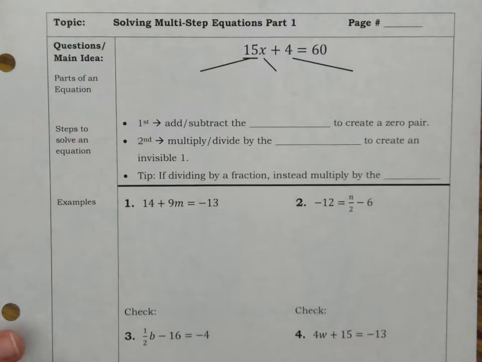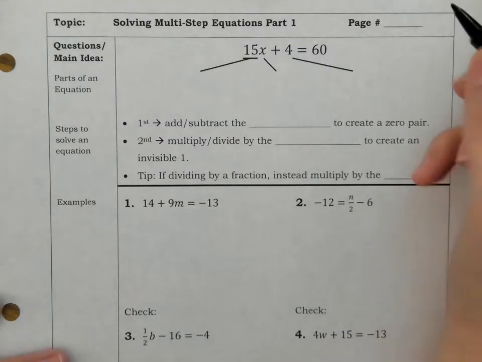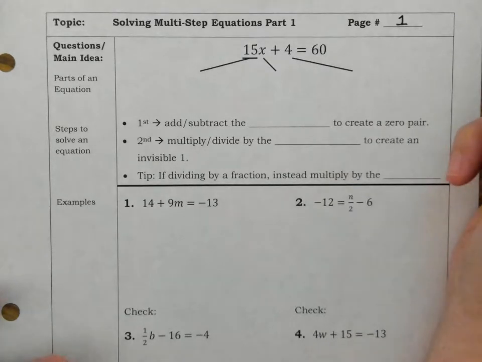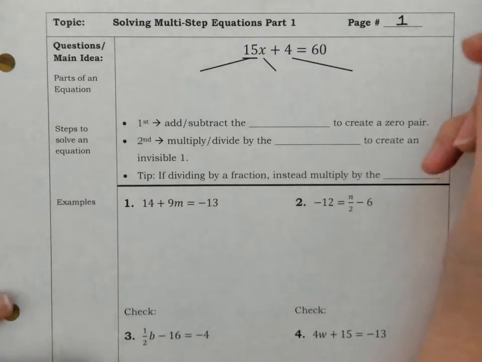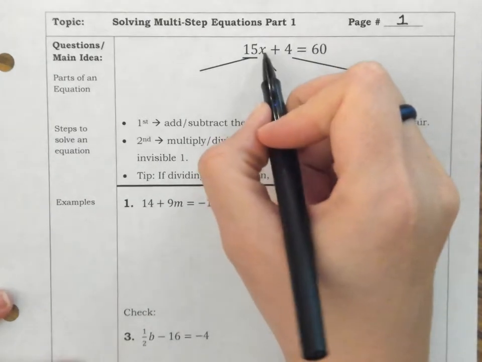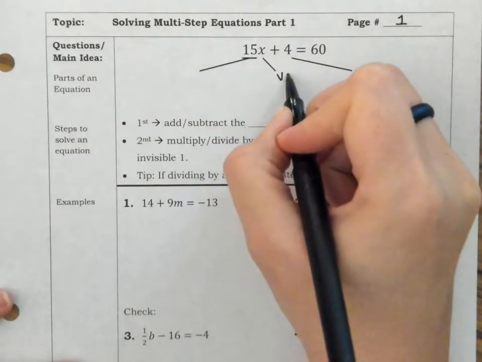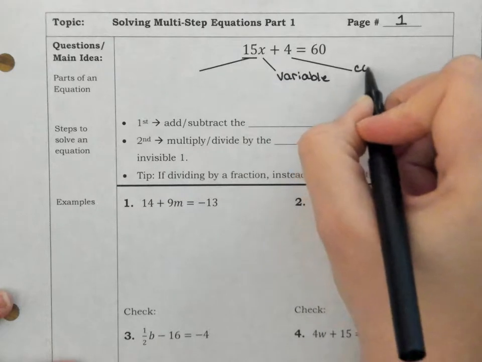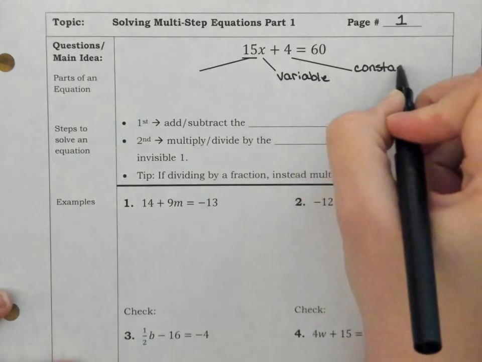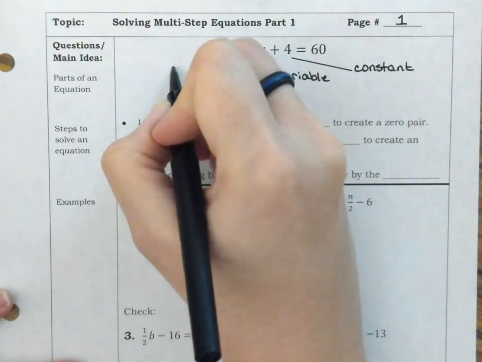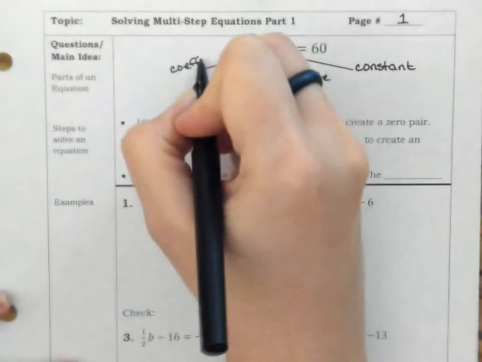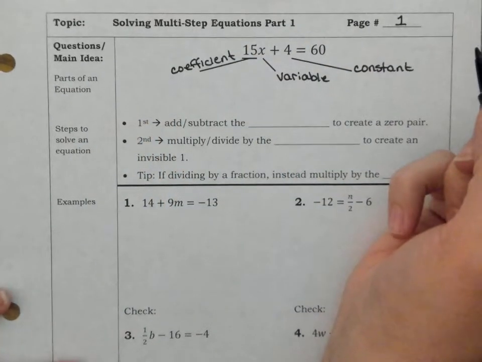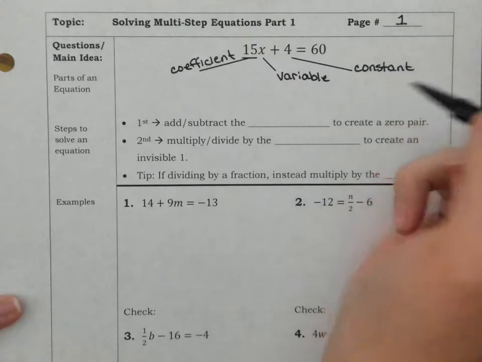Alrighty, this is the first page of your notes, and I just wanted to go through it in case you needed to review it, because we went through it pretty quickly this week. So, the x is called your variable, the 4 is your constant, and the 15 is your coefficient. And when we solve equations, we really want to get all of our equations to this two-step form.